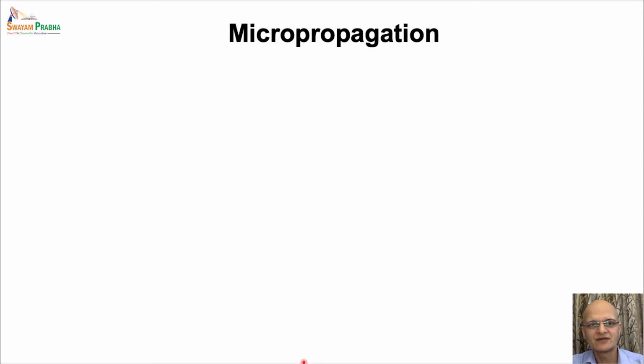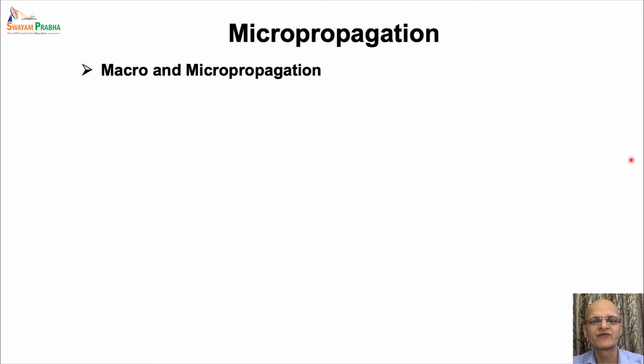So let's have a recap of last lecture. In the last lecture, we talked about the macropropagation or the traditional propagation, where large segment of the plants are used as a starting material. And then we talked about the micropropagation, where very small vegetative segments are used for multiplications, and these are usually performed in the in vitro conditions.